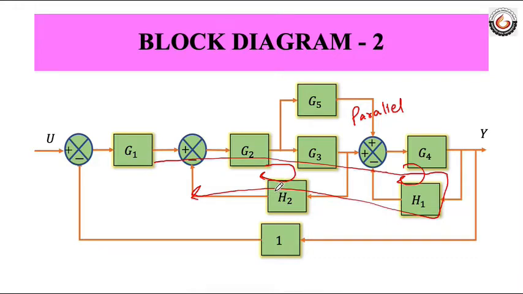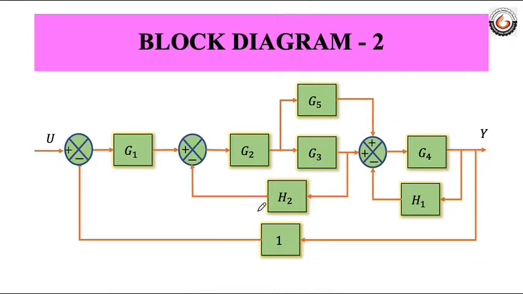And how do we begin? The first thing we can observe is that this is a feedback loop, which can be easily simplified. This is parallel, this is another feedback loop, but there is a small complication here. This point is at a slightly off position, so it is not easy for us to apply the feedback formula that we know.